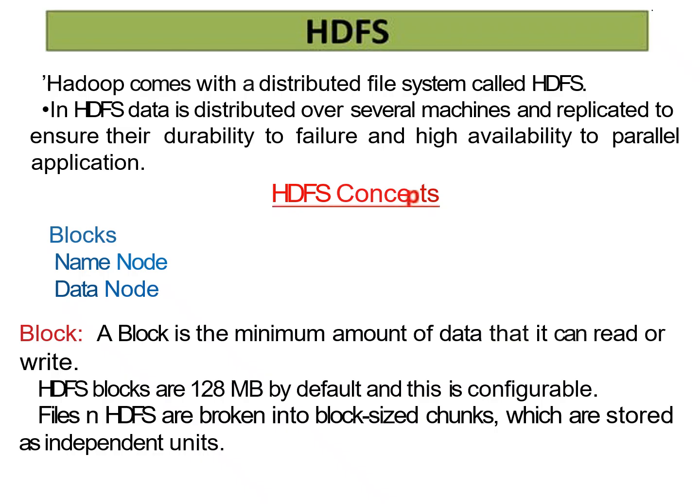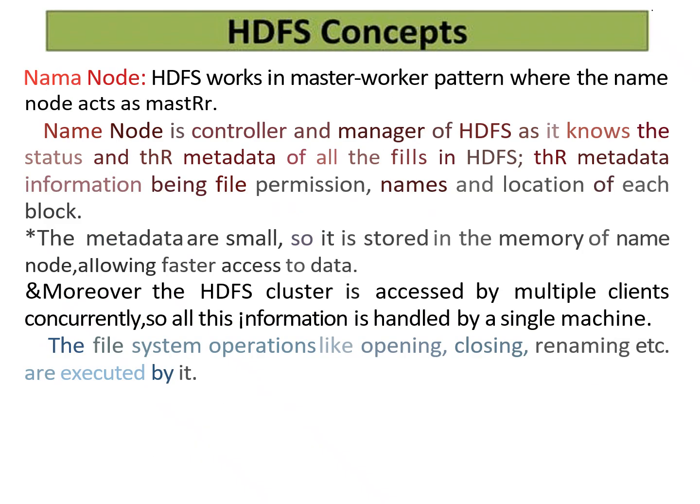HDFS blocks are 128 MB by default, and this is configurable. That size can be changed with respect to the application requirement. Whatever large scale data you are taking, according to that you can create the number of blocks, and it can be configured. Whatever files you are taking in the HDFS system, they can be broken into block sized chunks, and handled as independent units in the Hadoop platform.